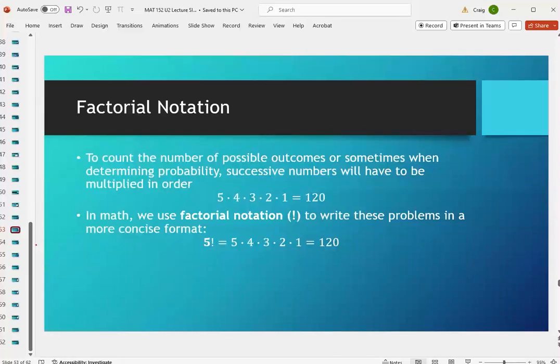In math, we use factorial notation to write these problems in a more concise format. So if we write 5 with an exclamation point behind it, that's saying 5 times 4 times 3 times 2 times 1. You just count down from whatever number it is all the way down to 1. So 5 factorial will be 120. Your calculator likely has a factorial button or an option, but it may be as a second option or, I believe, under the math button on some of your calculators.